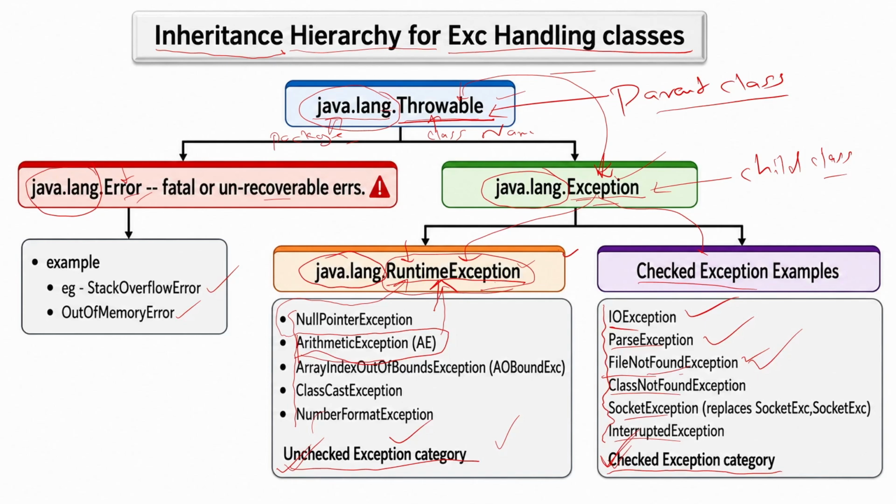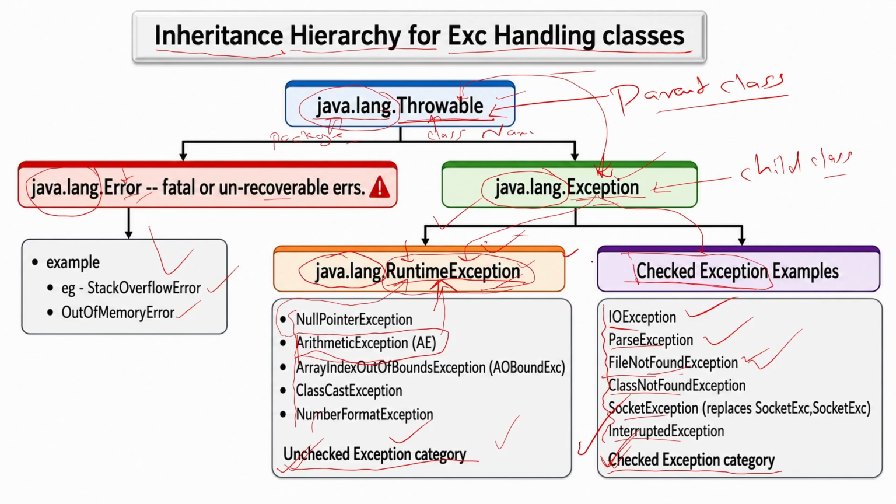In Java, all exceptions are part of this hierarchy. The base or parent class is Throwable, which has two main subclasses: one is Exception and the other is Error. Exception is again bifurcated into RuntimeException. There is no separate class for checked exception. Whichever classes are not inherited from RuntimeException, we call them checked exceptions.